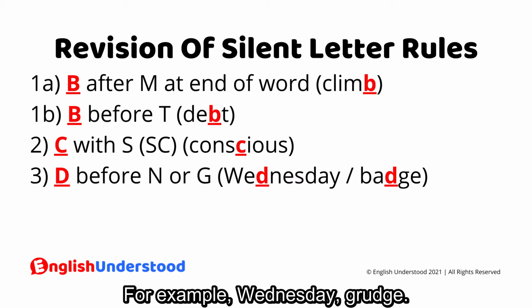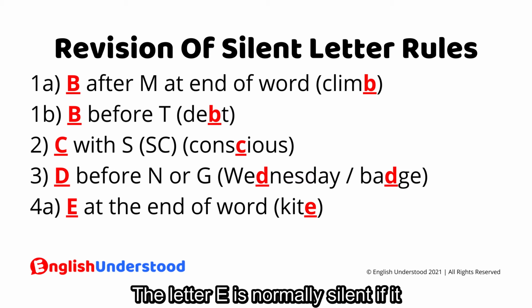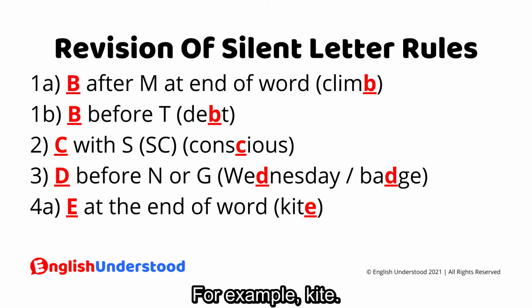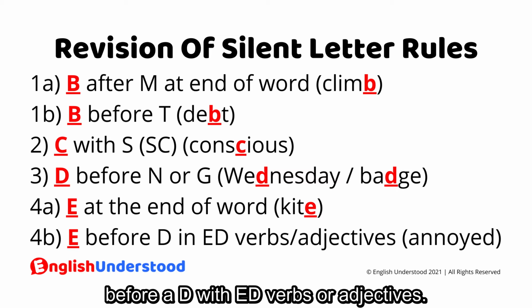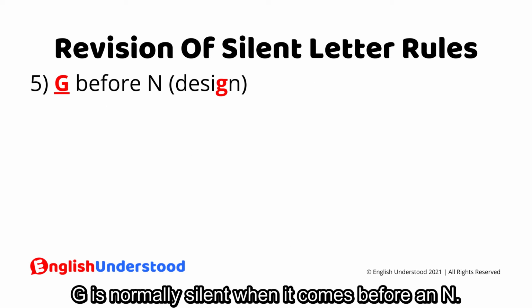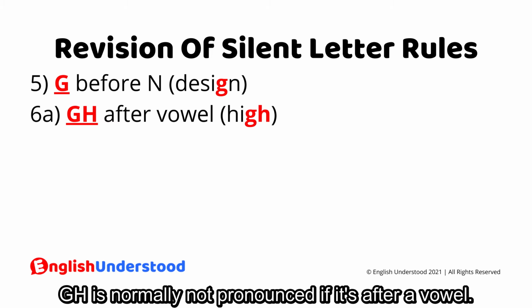For example, Wednesday, badge. The letter E is normally silent if it comes at the end of a word. For example, kite. E is also normally silent if it comes before a D with ed verbs or adjectives. For example, annoyed. G is normally silent when it comes before an N. For example, design.